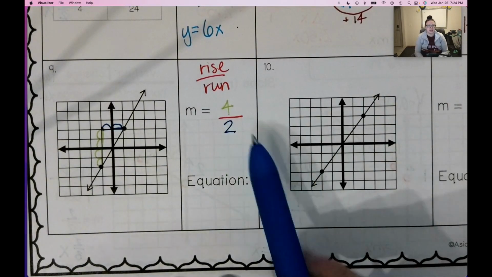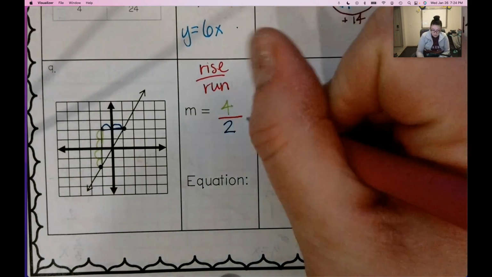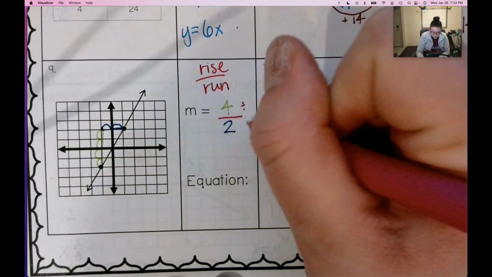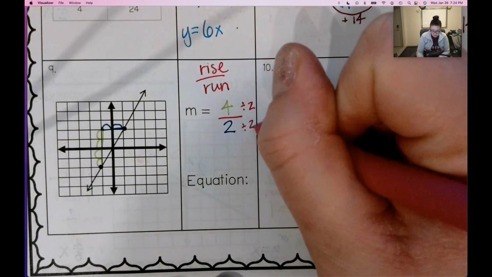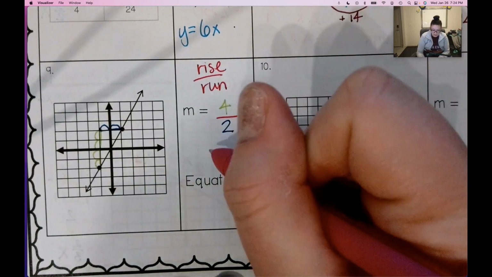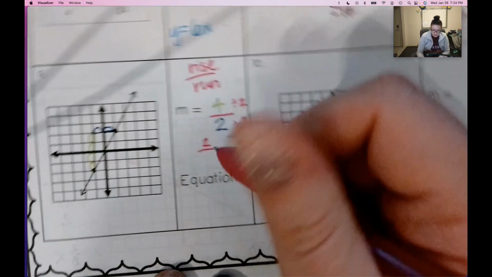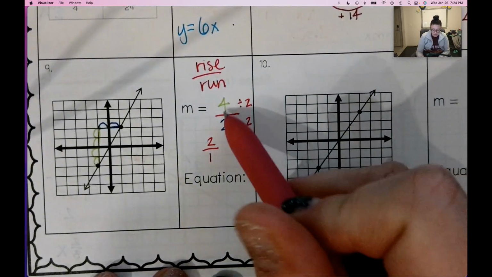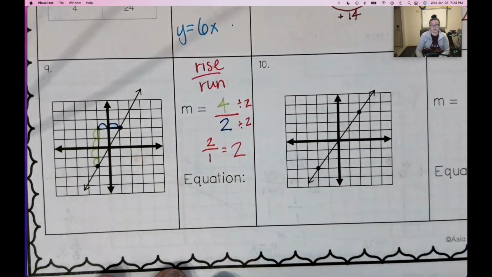Now I need to see, can I simplify that 4 over 2? Yes, I can. What number can I divide into 4 and 2? 2. I want to simplify my fraction. 4 divided by 2 gives me 2. 2 divided by 2 gives me 1. So 4 over 2 simplifies to 2 over 1, which then simplifies to 2.